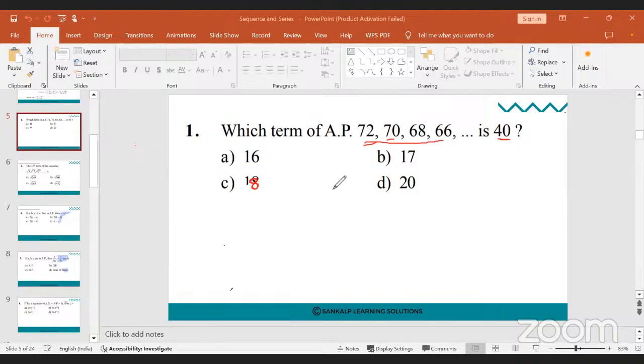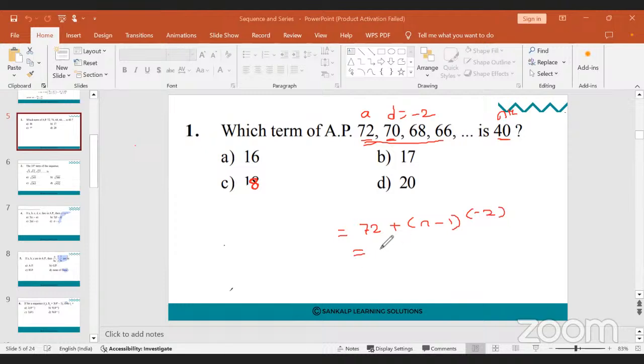What is A here? You already know that 72 itself is A. I will write it in shortcut. And D is what? D is nothing but T2 minus T1, 70 minus 72. It is minus 2. So the nth term is 40. Tn is A plus (n minus 1) into D. What is A here? 72 plus (n minus 1) into D, because n we don't know. Write n as it is. The nth term we know, but n we don't know. D is nothing but minus 2. So try to solve now.